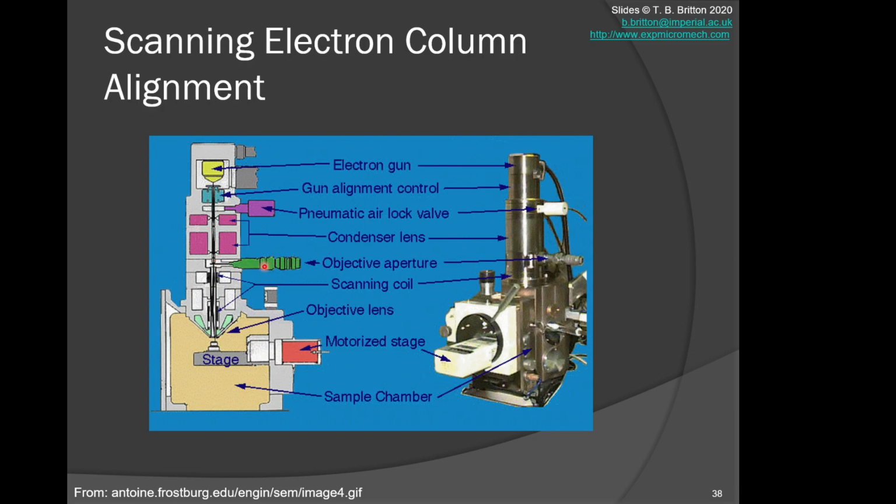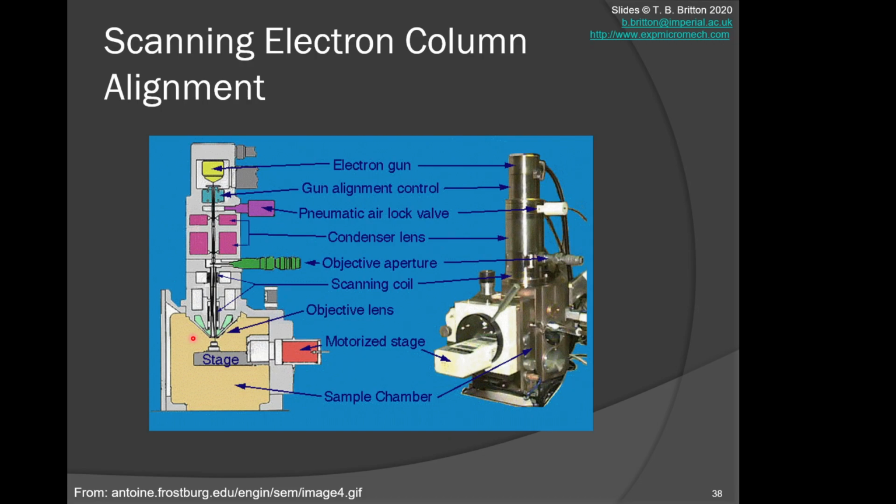You then have your condenser lens arrangements. You have your objective aperture that you may physically be able to manipulate depending on the microscope. You have your scanning coils that control the deflection. You have the focus of that, the objective lens setup. You have the pole piece. That's physically what you see if you look into the chamber. You have your stage that could be motorized to move your sample around. And you have your sample chamber with perhaps a series of different detectors located on the microscope.